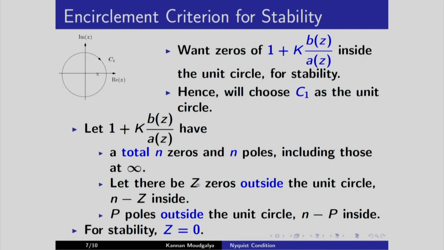What is Z? It is the number of zeros outside the unit circle for which factor? It is this factor. Remember, this comes as the denominator of the closed loop transfer function, and hence we would want this factor to have no zeros outside the unit circle. You would want no unstable zeros of this factor outside the unit circle. That is the same as saying our closed loop system does not have any unstable poles.